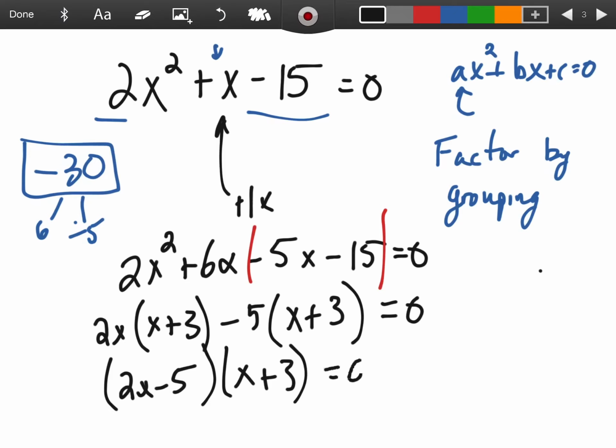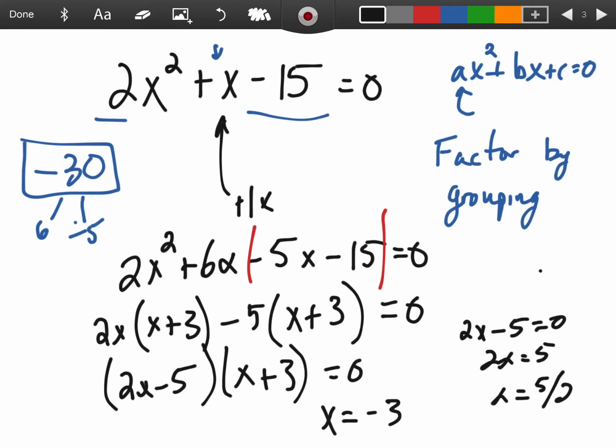All right, and then I can just set each of these pieces equal to 0. So obviously that's going to give me x is equal to negative 3. And then if you want, you can say, all right, well, when is 2x minus 5 equal to 0? That's 2x is equal to 5. So that gives you 5 halves. So x is equal to negative 3 or 5 halves. So that is factor by grouping. And we're going to need to do that whenever we have an a value not equal to 1.